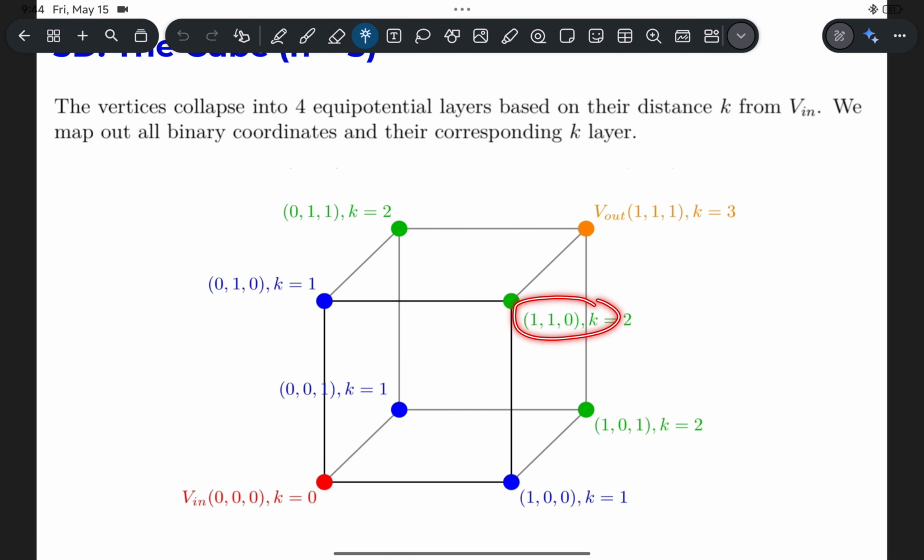And here, how many zeros are there? 1. So you can reach the next layer in only one way. This one also can reach only in one way. This can also reach in only one way. So the number of zeros in a layer is telling you in how many ways you can go to the next layer. And the number of ones is telling you in which layer you are from the starting. So keep this in mind.